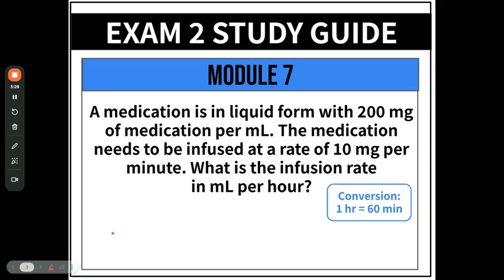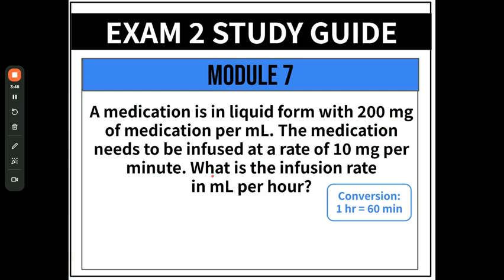A medication is in liquid form with 200 milligrams of medication per milliliter. The medication needs to be infused at a rate of 10 milligrams per minute. What is the infusion rate in milliliters per hour? All right, so we're going to do a bit of a conversion here. So in this problem, I'm going to start with the 200 milligrams.